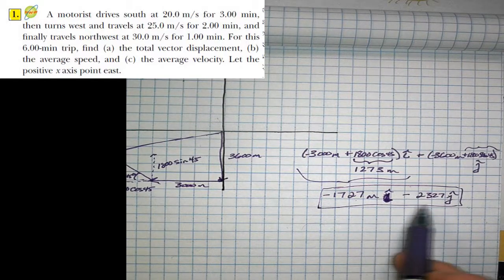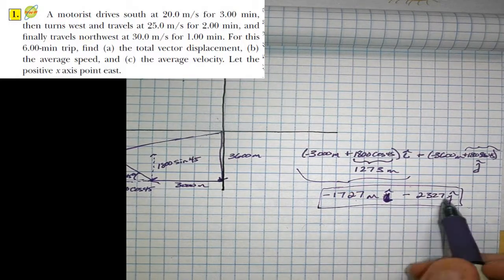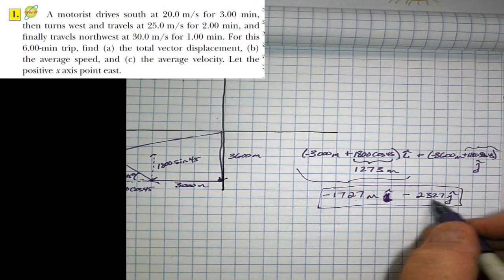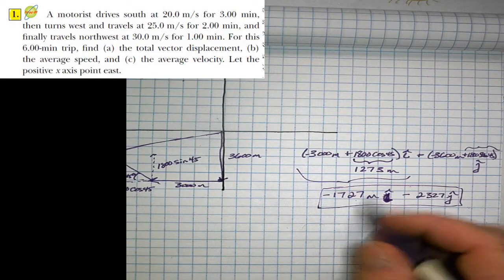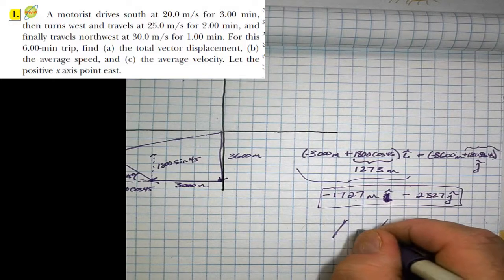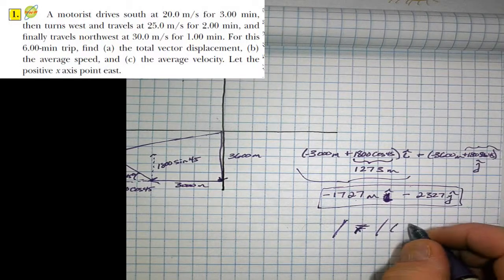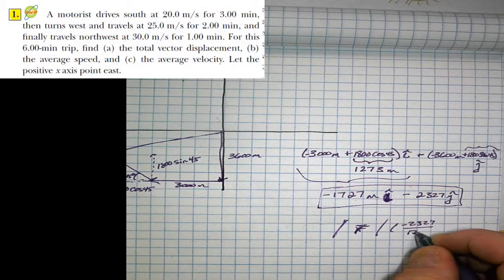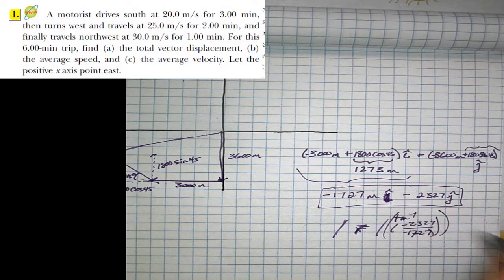If you wanted to find out the magnitude and direction of this, you do the Pythagorean theorem, and then you take the inverse tangent of the j hat component over the i hat component. So it'd be the r vector distance, and then negative 2327 over 1727, inverse tangent of all that right there. So that's A.